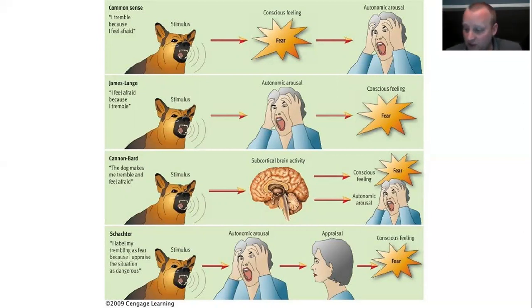The Schachter two-factor theory adds a cognitive label element to it. And we know that's why this is Mr. Brennan's favorite part of emotion.